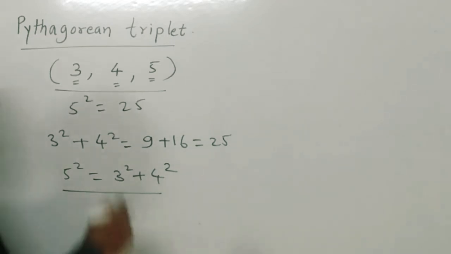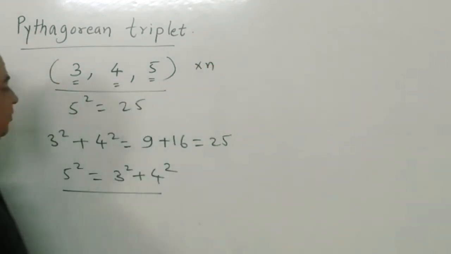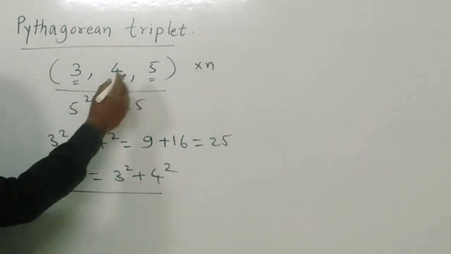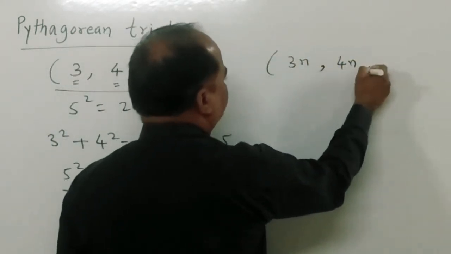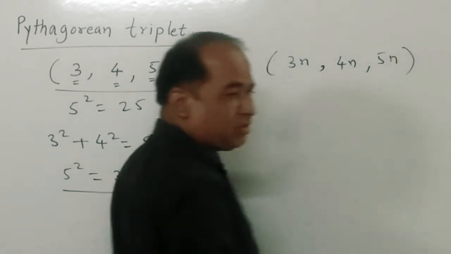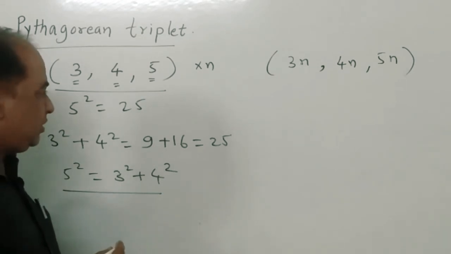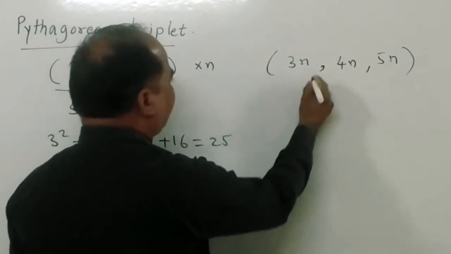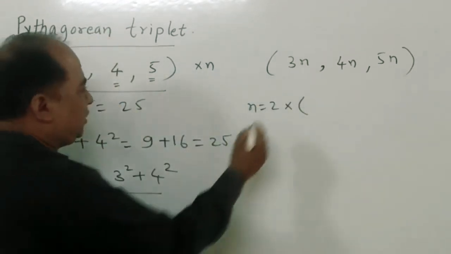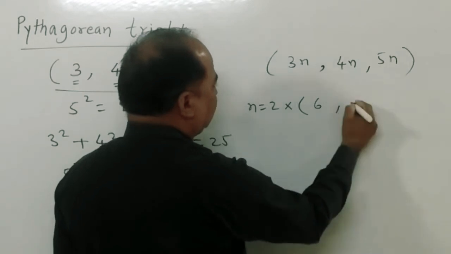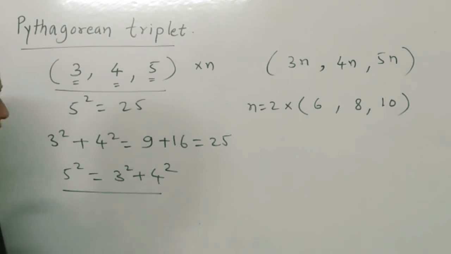We can find an infinite number of triplets if we give a common multiple to the Pythagorean triplet 3, 4, 5. Here 3n, 4n and 5n. n is a common multiple and n is a natural number. If we multiply the given triplet by n equal to 2, we'll get 2 3s are 6, 2 4s are 8 and 2 5s are 10. This is also a Pythagorean triplet.